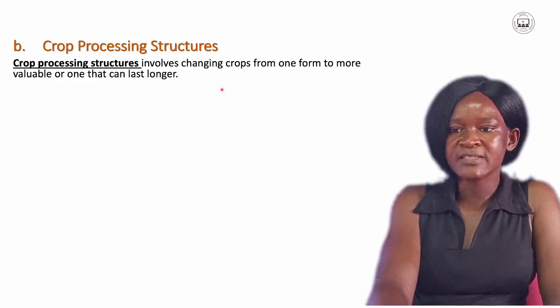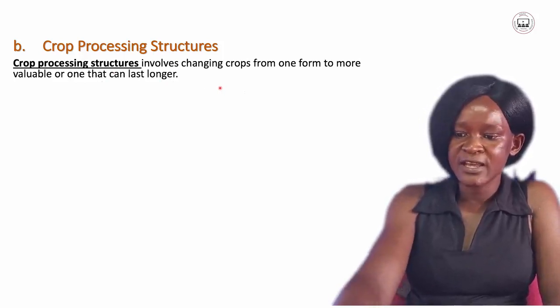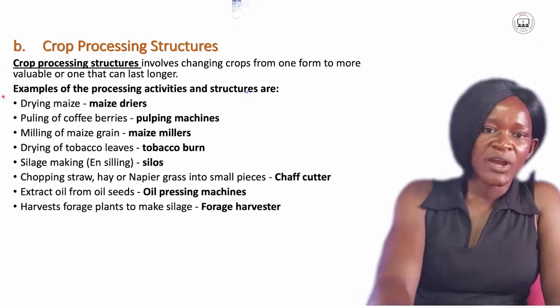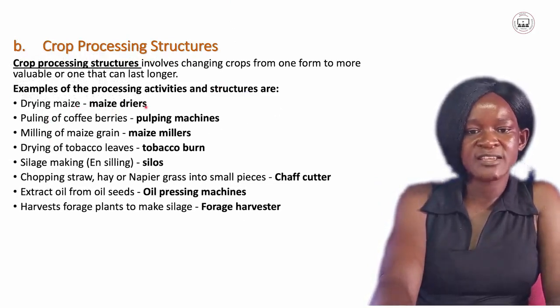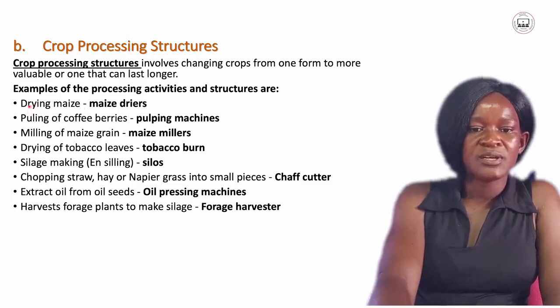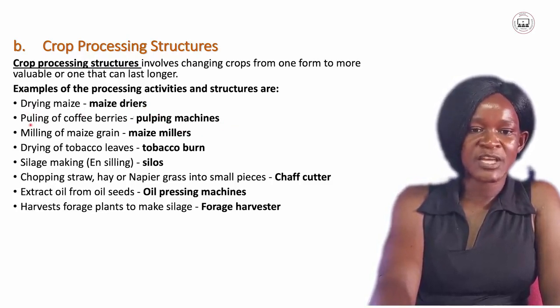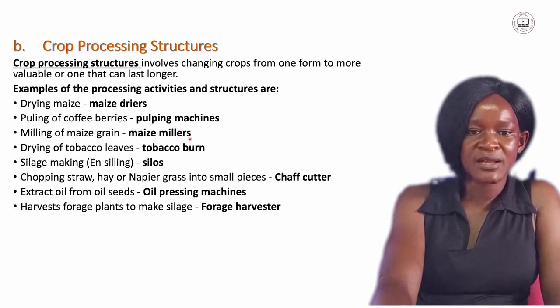So we have examples of those processing structures and their activities. We have drying, where we have the maize dryer, which is there to dry maize. Then we have the pulping machine. These are machines which are used in pulping, for example, coffee berries. Then we have the maize miller. They are there for milling maize.